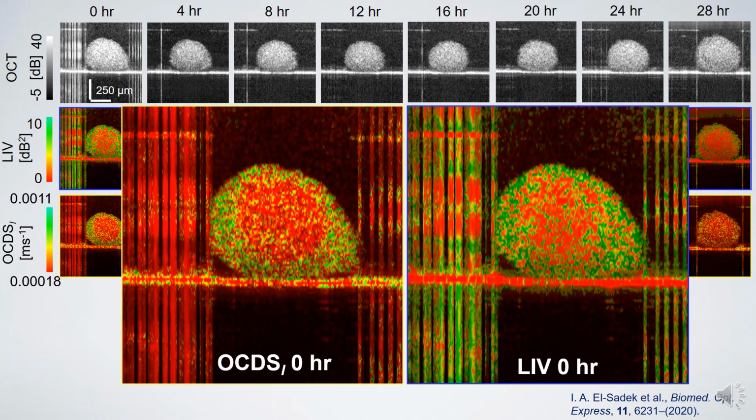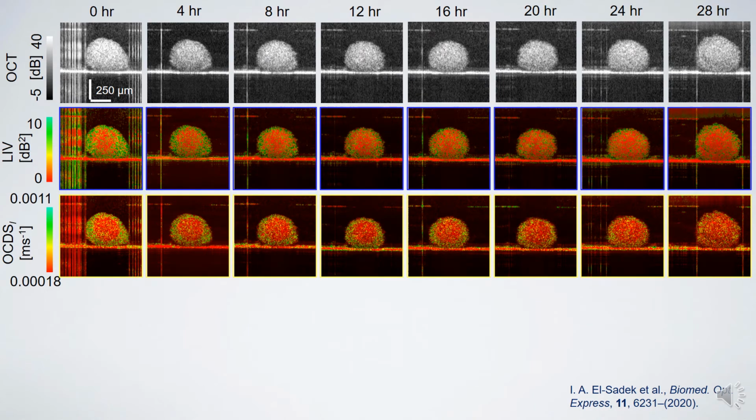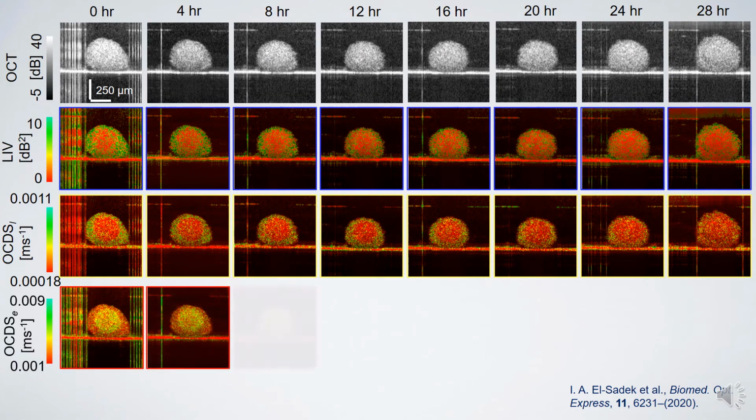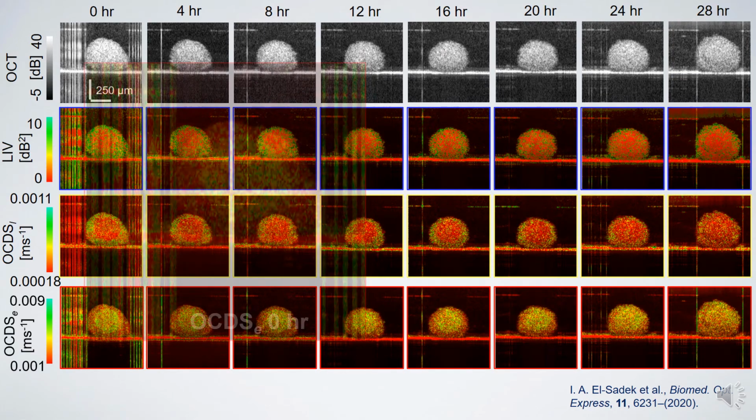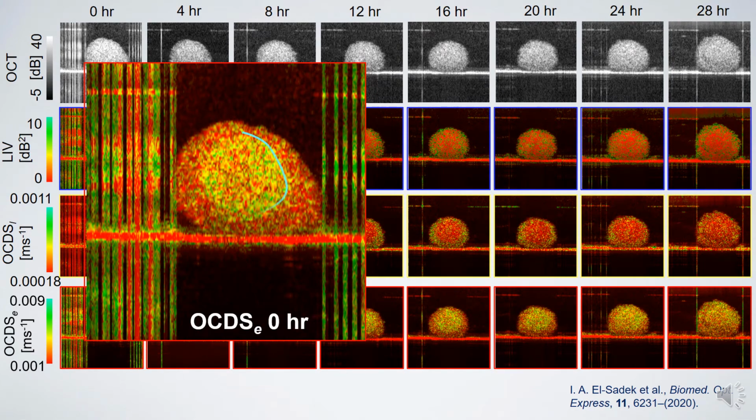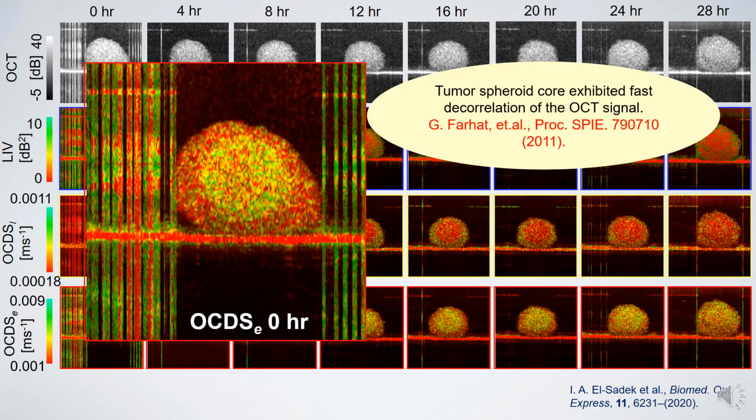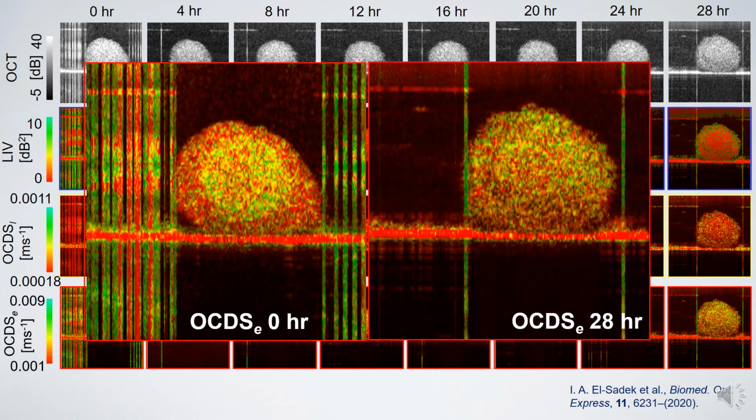OCT signal. Our third contrast is the OCDSE, which shows high OCDSE appearance at the spheroid core. It was reported that the tumor spheroid core exhibited fast decorrelation of the OCT signal, which is consistent with our OCDSE image. And by observing the OCDSE after 28 hours, we can see that almost all the spheroid region shows high OCDSE appearance.